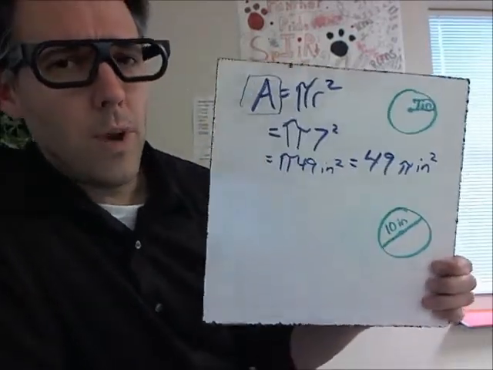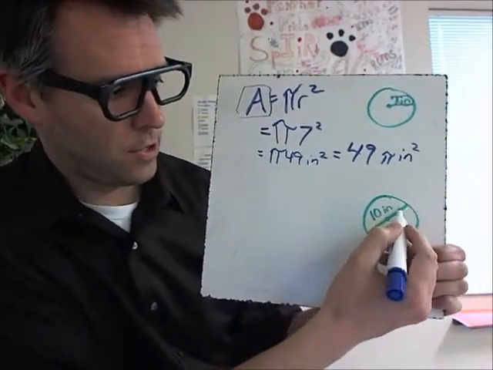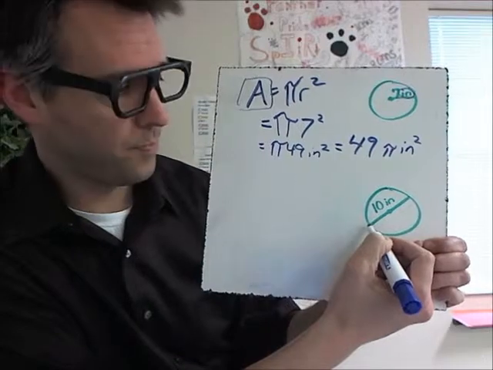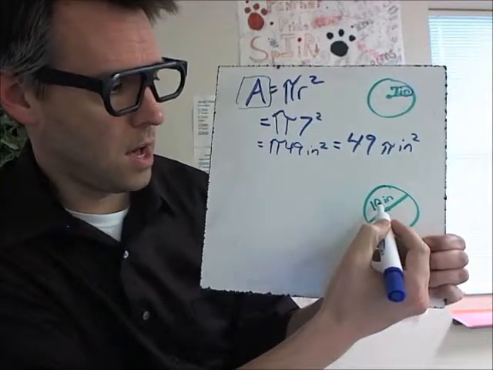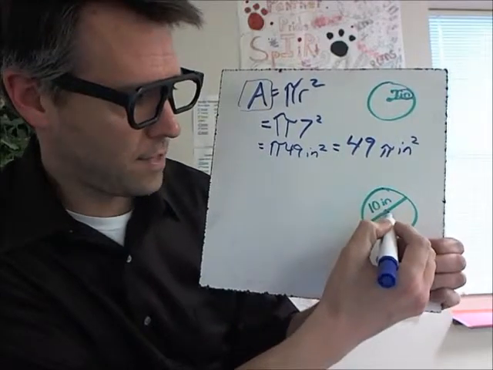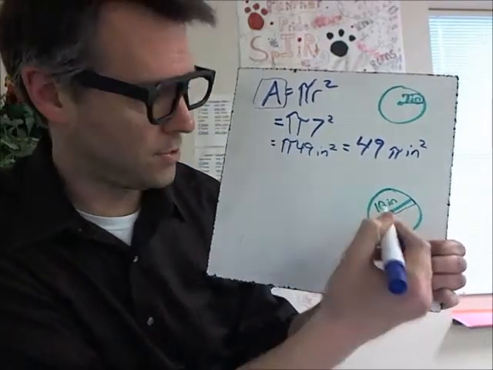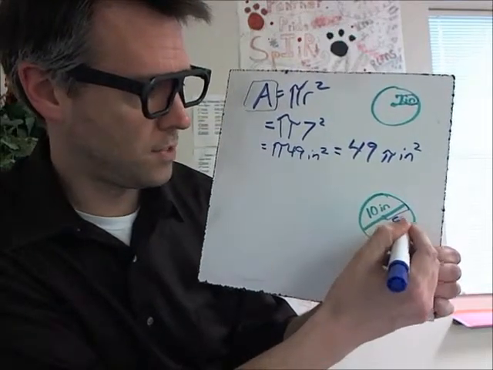But what if they don't tell you the radius, they just give you the diameter? Well, the diameter right here on this circle is 10. And half of the diameter is the radius. So we just take half of this right here, this part. What is half of 10? 5? Yes. So we put a 5 in here, that's 5 inches.